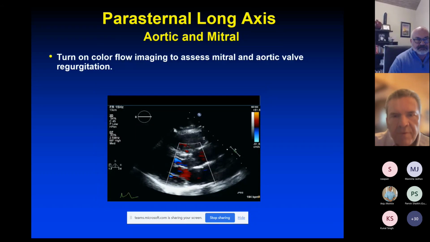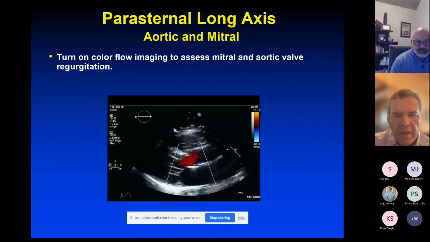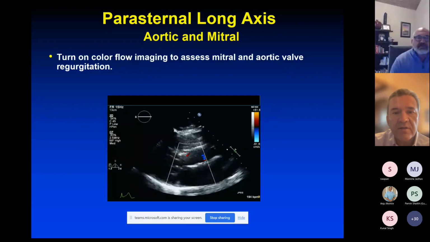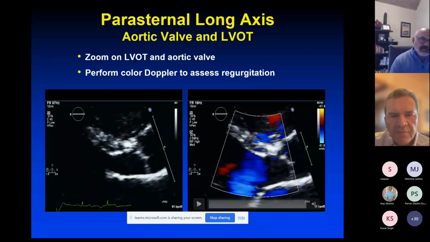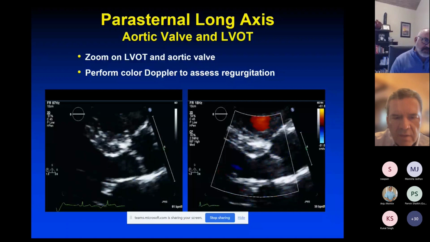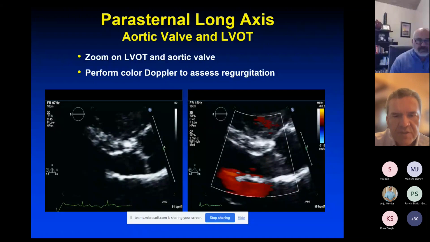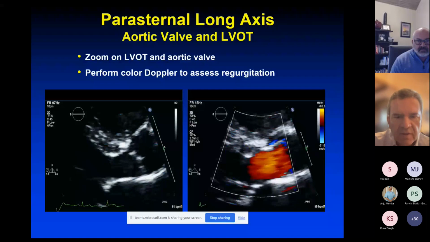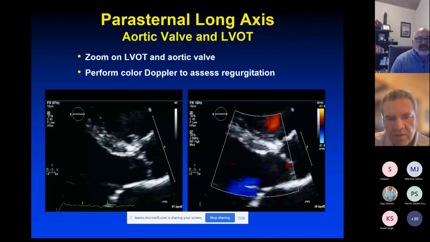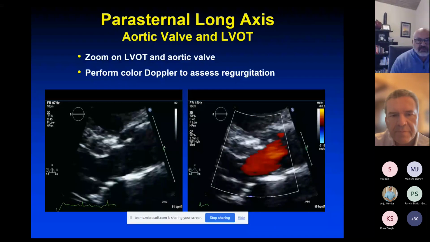And then in that same parasternal long axis view where we have both the aortic and mitral valves in view, please turn on color flow imaging so that we can assess mitral and aortic valve regurgitation. And that's followed by zooming in on the left ventricular outflow tract and aortic valve and imaging that both with and without color so that we can image any aortic insufficiency that might be present and look for aortic valve opening, or if there's any problems with the left ventricular outflow tract, such as presence of a subaortic membrane or some other structure that could cause a problem.